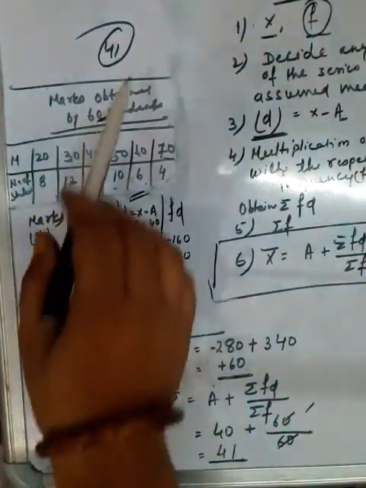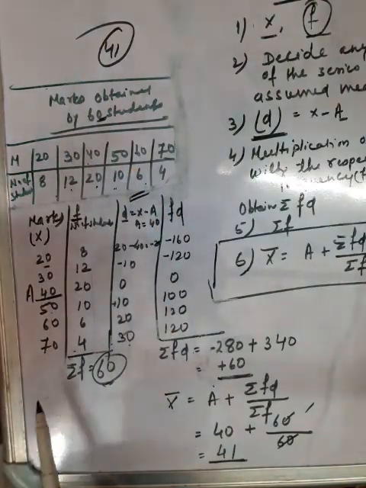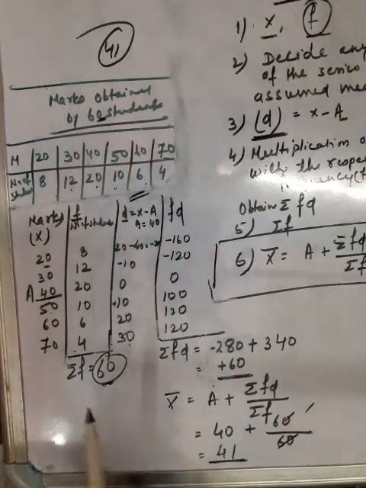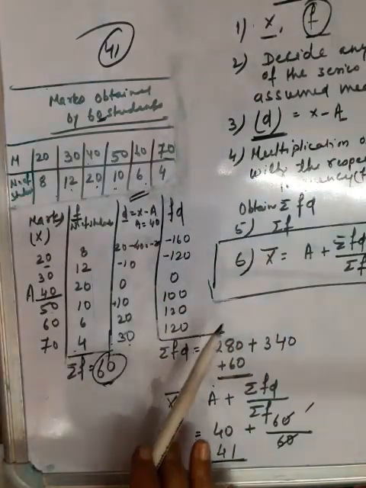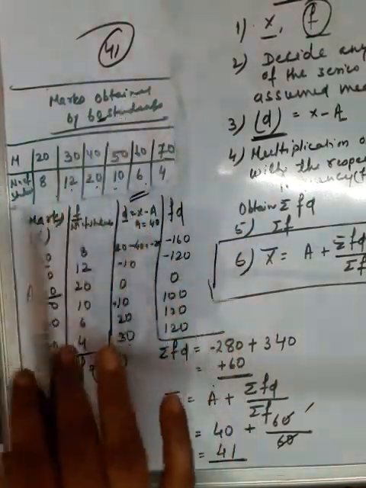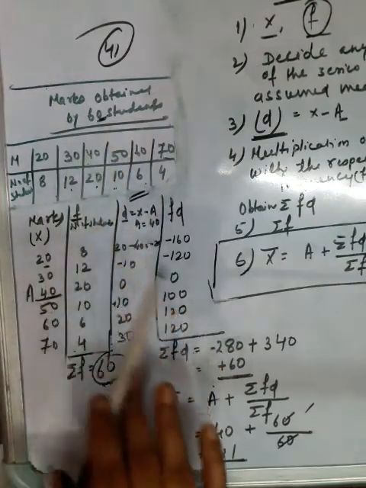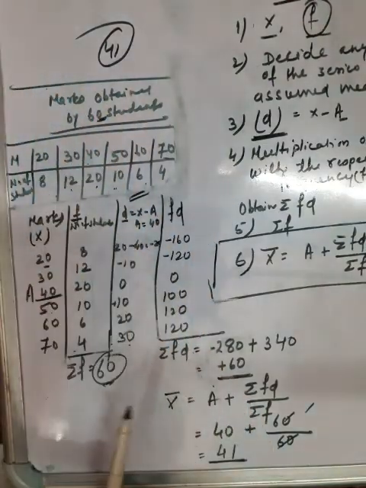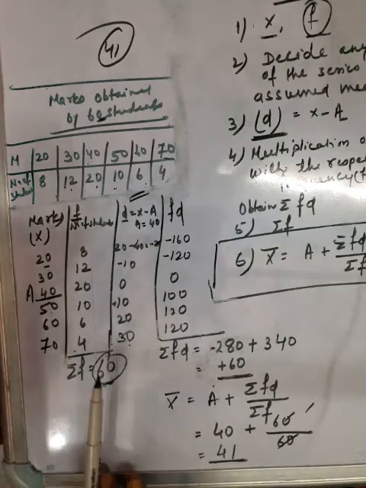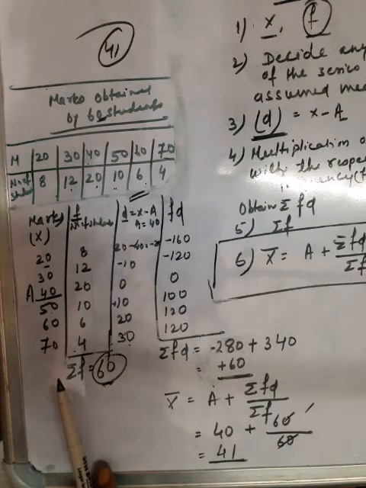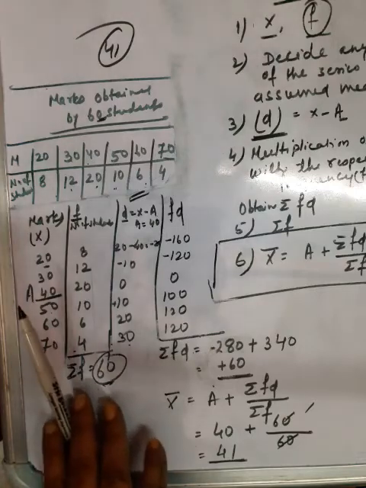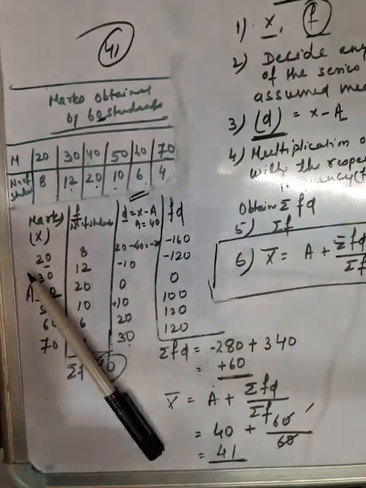Even in the direct method we got 41 as the average marks of these 60 students. Even in the shortcut method we get the same result. If you use the step deviation method on this data, we will get the same result. Whatever method you use here, you will get the same result, whether it's direct method, shortcut method, or step deviation method. Okay, so students, this is the shortcut method.